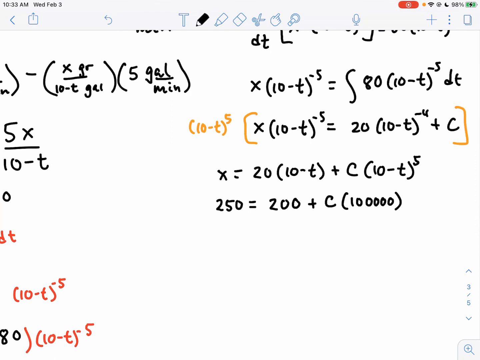Now solving for c, I'm going to subtract the 200, so we get 50 on one side, and then divide by the 100,000. So c is equal to 50 over 100,000. Let's see if we can simplify this a bit. That's going to be 5 over 10,000. And we can simplify that even further, 1 over 2,000.